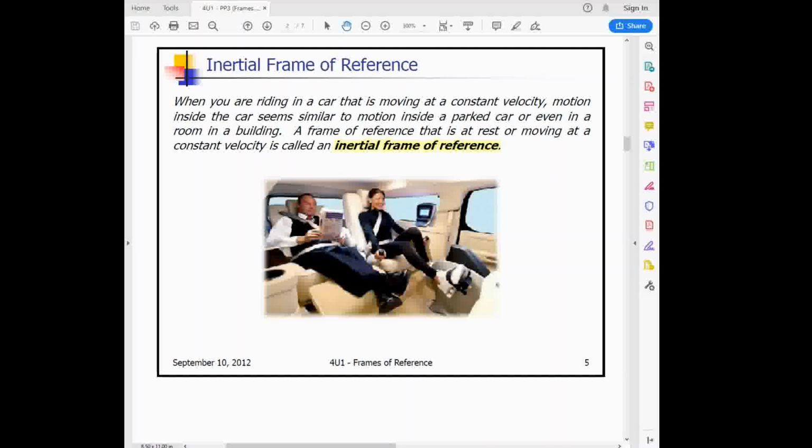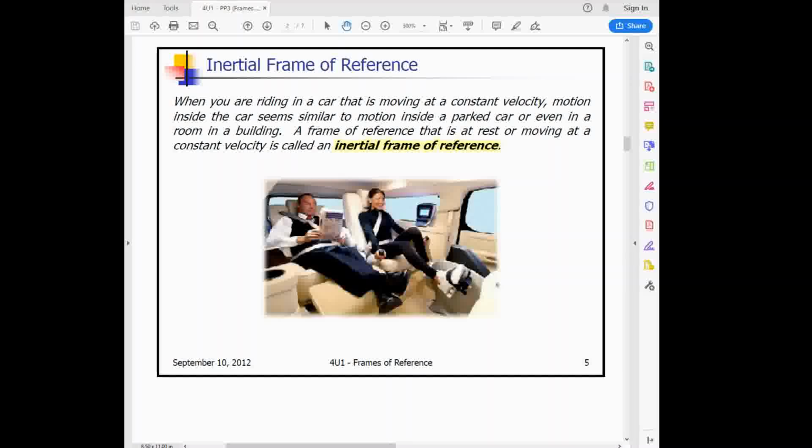So now let's imagine you're riding in a car. When a car is moving at constant velocity, motion inside the car is similar to motion in a non-moving car. If you're a passenger inside a car that is traveling at a constant velocity and you throw a ball directly up in the air, the ball will fall directly back down to your hand. This is because the acceleration is equal to 0, and that means that the frame of reference is an inertial frame of reference.